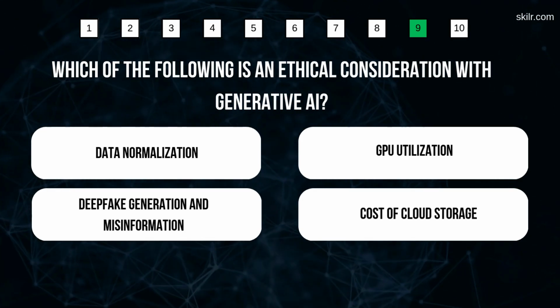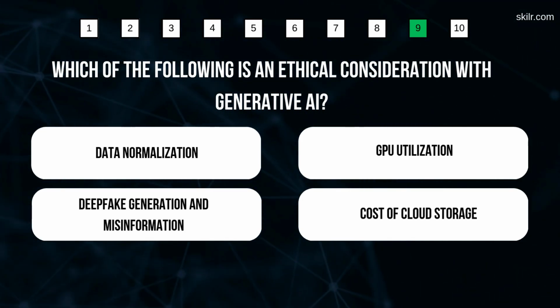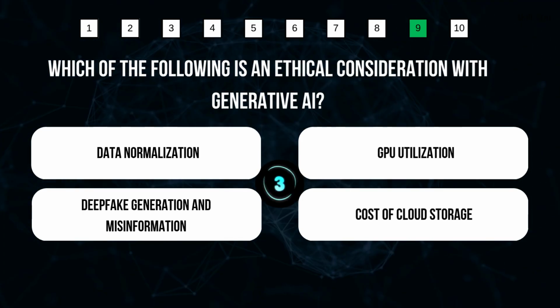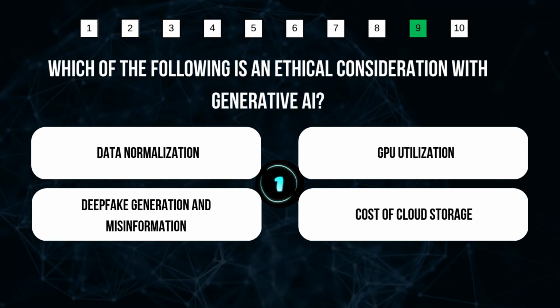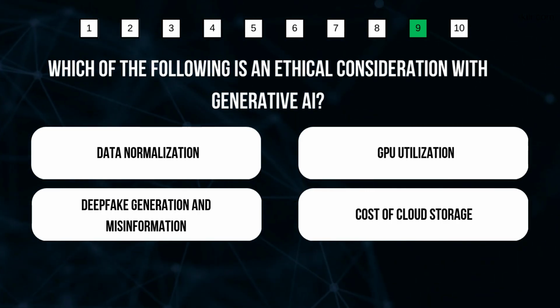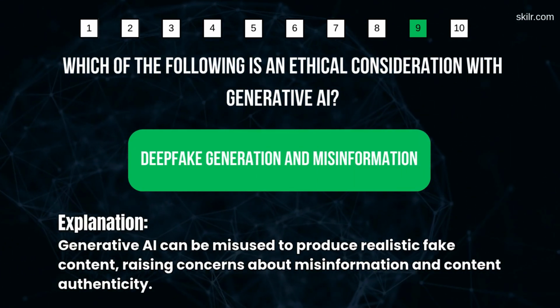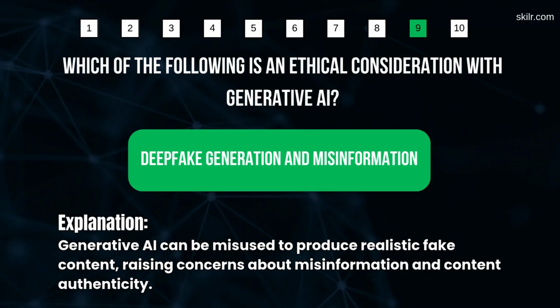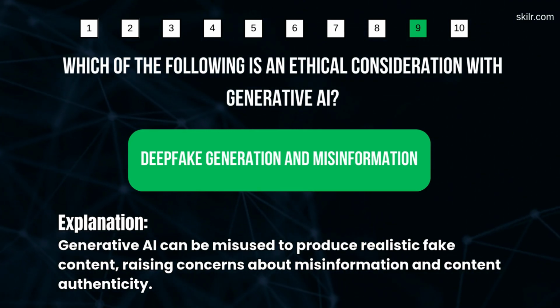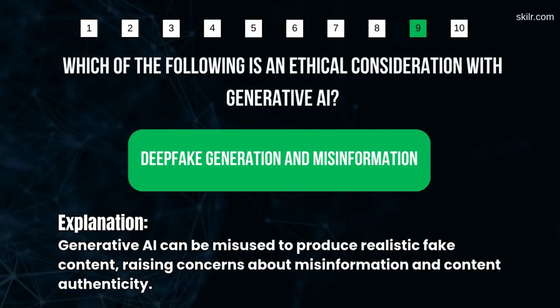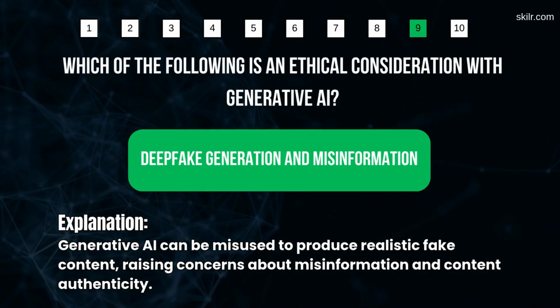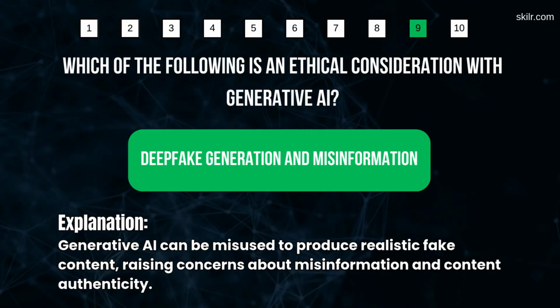Question 9. Which of the following is an ethical consideration with generative AI? The correct answer is deepfake generation and misinformation. As the generative AI can be misused to produce realistic fake content, raising concerns about misinformation and content authenticity.